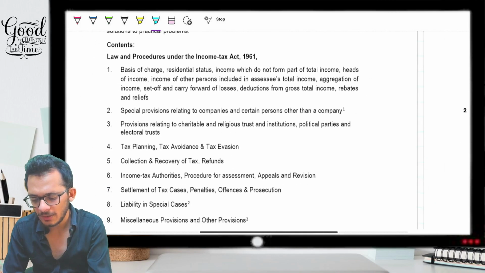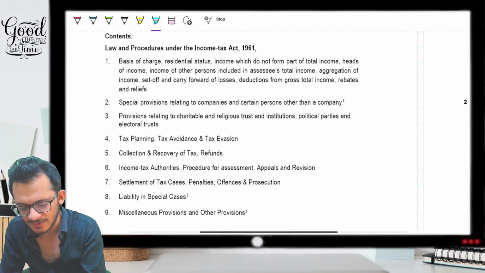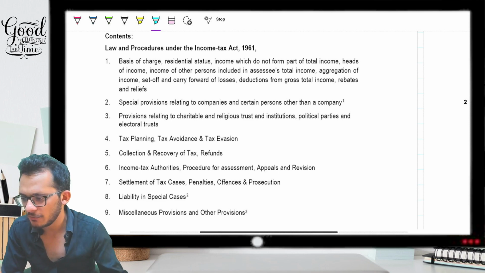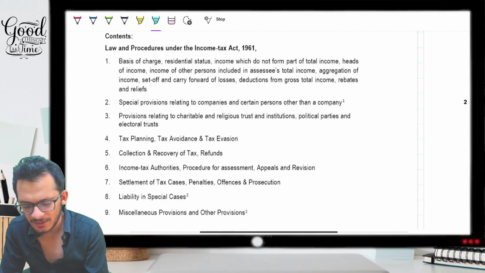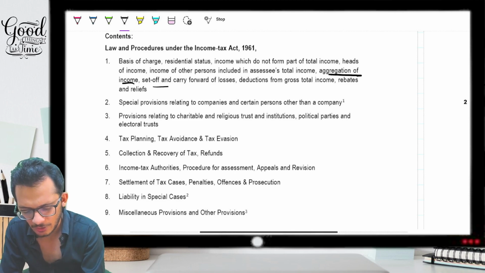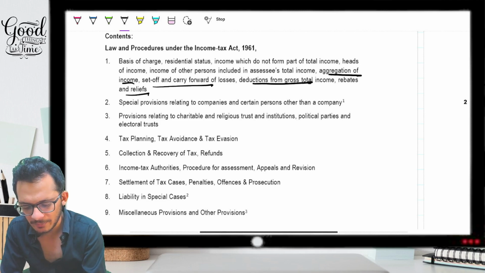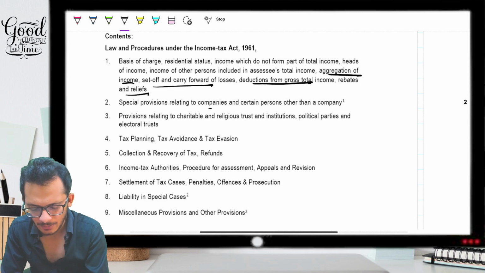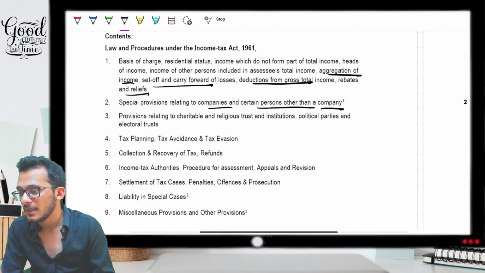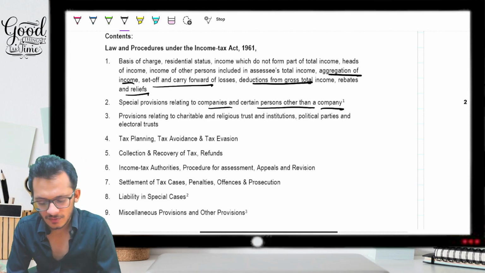On the left side you have basics of charge, residential status, income which does not form part of total income, heads of income, income from other sources, which means your clubbing, your aggregation of income, set off and carry forward, deduction from total income, rebates and relief. This is what you had, and then it says special provisions relating to companies and certain persons other than companies. This is what your old syllabus was.